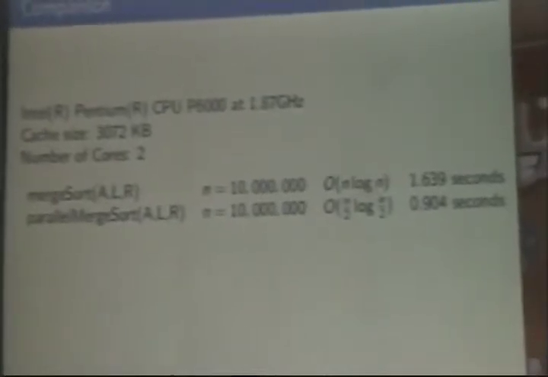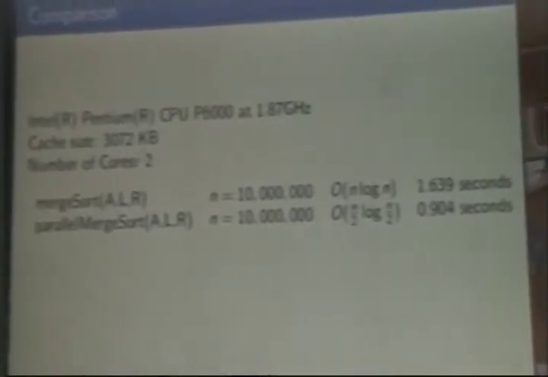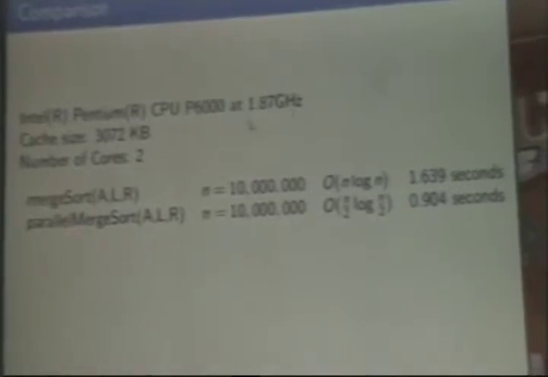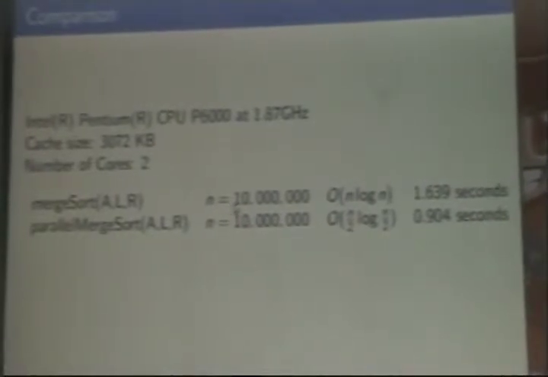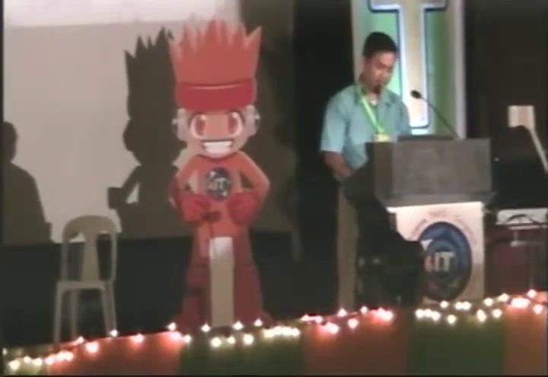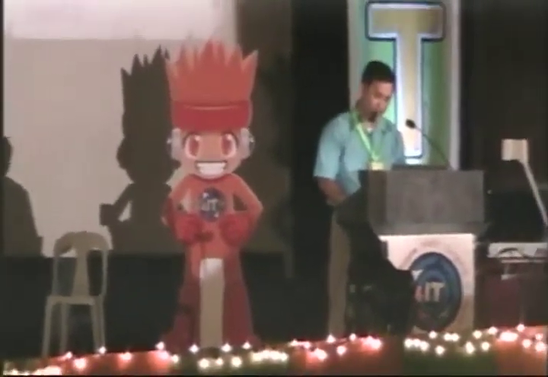Theoretically, merge sort would run at n log n. I did this using P6000 with two cores. Suppose n is 10 million. It would run at 1.6 seconds. The parallel merge sort would take 0.9 seconds, which is plausible because in parallel merge sort, essentially what you do is you divide the work. So that would be n divided by 2 log of n divided by 2.